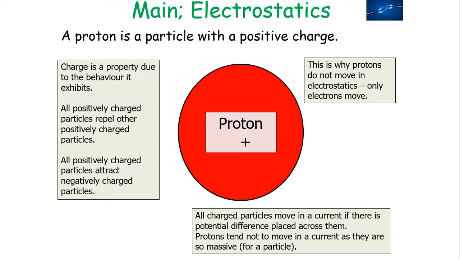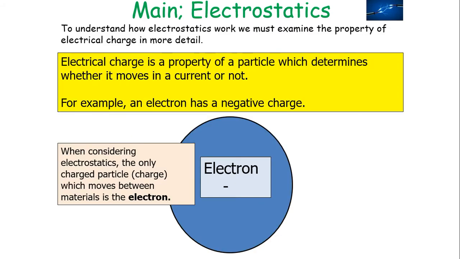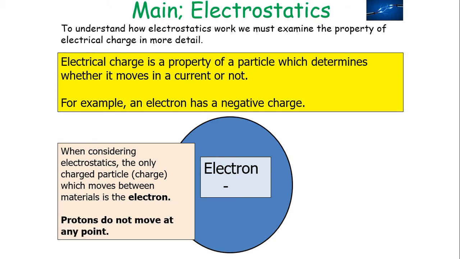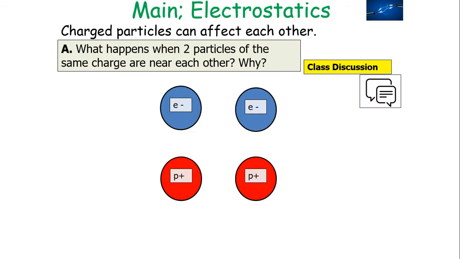Compared to electrons, they contain so much more mass, so it's a lot harder to move them, which is why protons do not move in electrostatics, only the electrons move. Not because they lack a charge, but rather they have so much mass it's difficult to move that charge. So, when considering electrostatics, the only charged particle which moves between materials is the electron. Protons do not move at any point.